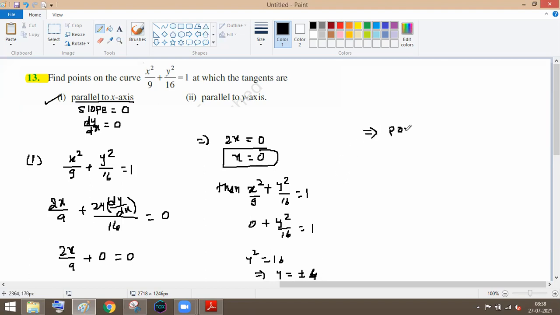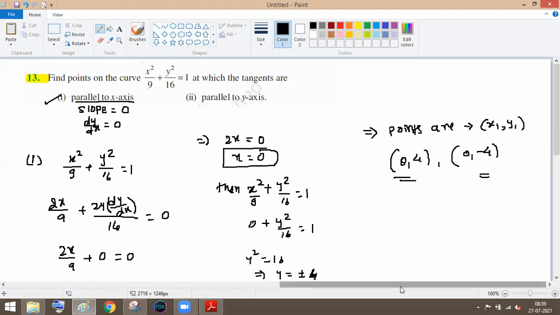That implies our points (x1, y1) are: the first value is x1 equal to 0 and y1 equal to 4. Another value is x1 equal to 0 and y1 equal to minus 4. So these are the points for the first question. Everyone clear with this part? Yes, sir. Yes.